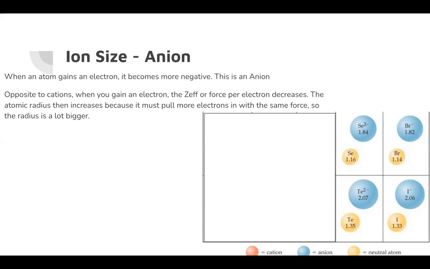And so in this case, when we have the anions here, we have more electrons, and so the effective force has to pull on more. Because there's more to pull on, but the force doesn't change, your electrons aren't pulled in as tight, and so that's also why the size increases with an anion.